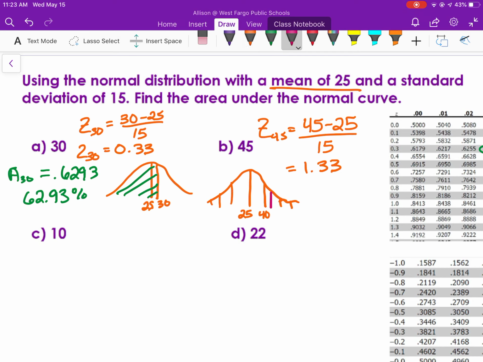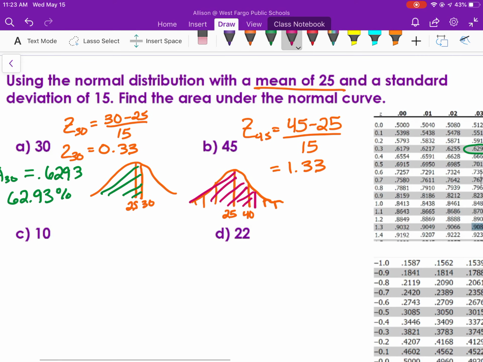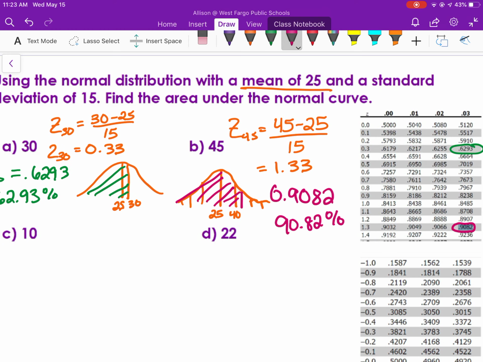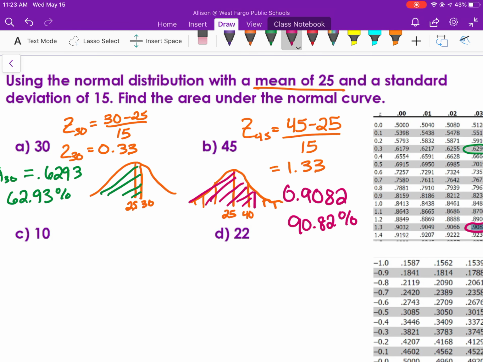Now, if I find the area for the z-score of 1.33, it's going to give me the area to the left, or below, 45. So how much data is there below 45? So for 1.33, go down to 1.3 and over to 3, and I got it highlighted there: 0.9082. So 90.82% of the data is below 45. And you can see in the picture that's represented there too. So for 10, the z-score for 10 would be 10 minus 25 divided by 15. So the z-score for 10 is actually just -1.